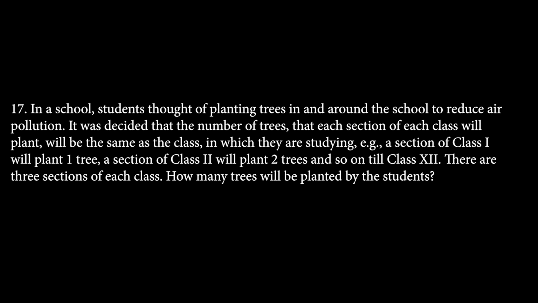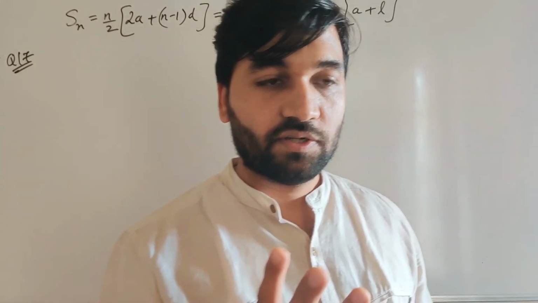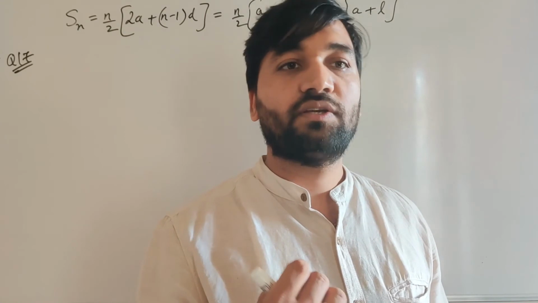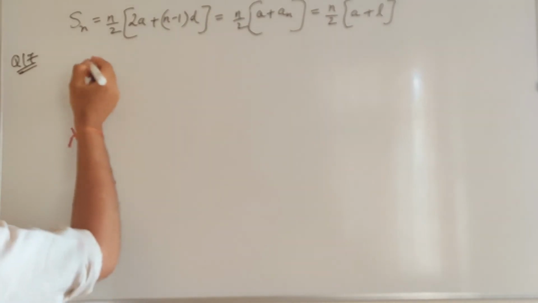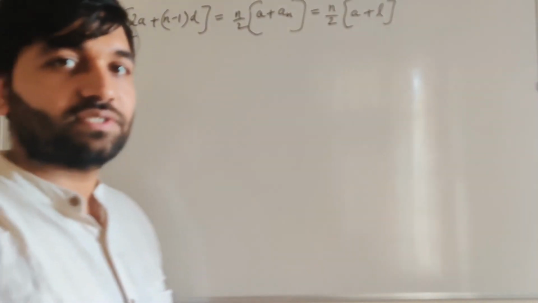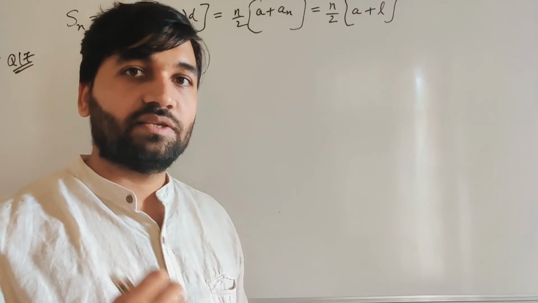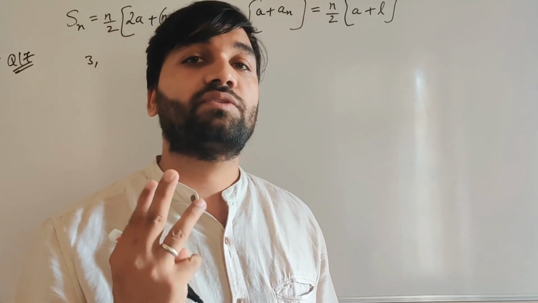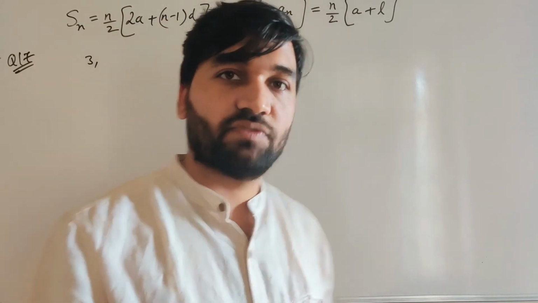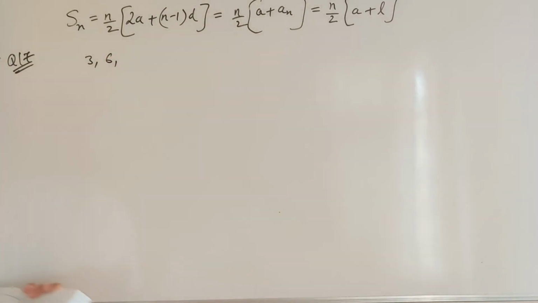There are 3 sections of each class. So, first class has 3 sections. Second class, 3 sections, and so on. How many trees will be planted by the students? Okay, so first class, 3 sections. Because it's the first class, each section is planting 1 tree. So 3 sections, 3 trees. Second class, each section is planting 2 trees. Each section. And there are 3 sections. So the 3 sections will plant 6 trees.